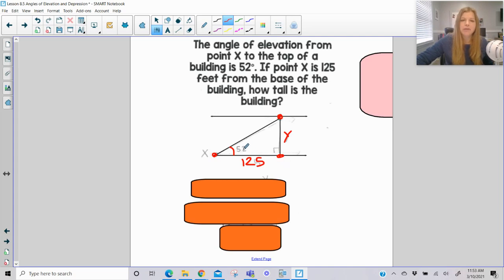So what we have to think about here is look at the angle. Look at what we're trying to solve in relation to that angle. This is the opposite.